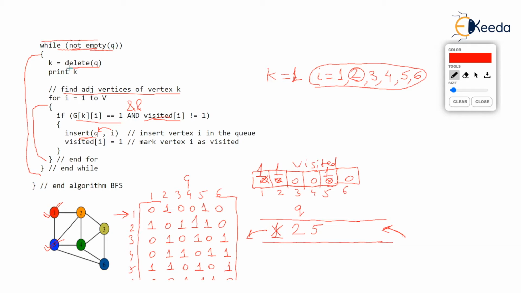The first statement in the while loop is delete queue. So it will delete the frontmost element of the queue and store the value in k. Notice the frontmost element of the queue this time is 2. So 2 gets deleted and k stores the value of the deleted element. The value of k was 1 earlier, but the new value of k is now equal to 2. I hope you are getting it.